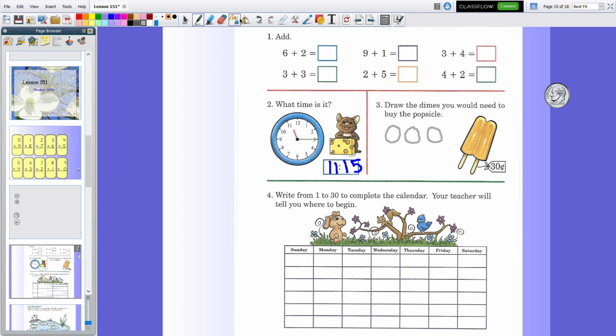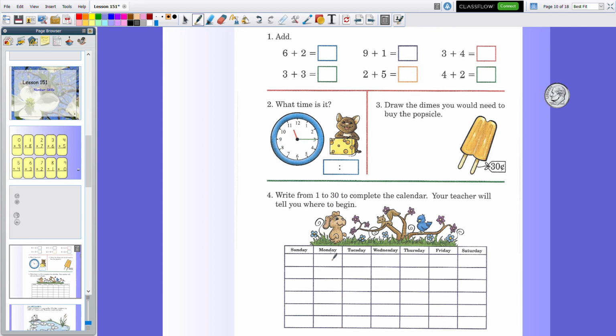On this next one, let me clear that. On this next one here, I'm going to go up here and get a darker color. I'm going to get dark gray. So it says, write from 1 to 30 to complete the calendar. Your teacher will tell you where to begin. So we are at the very end of April, but we're going to go ahead and make this an April calendar, because we're almost at the end of it, but I don't want to do May yet. So here we go.